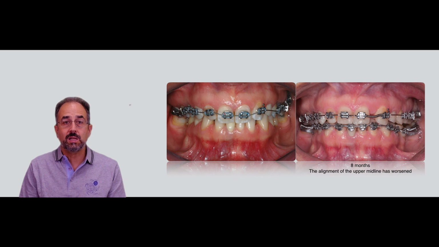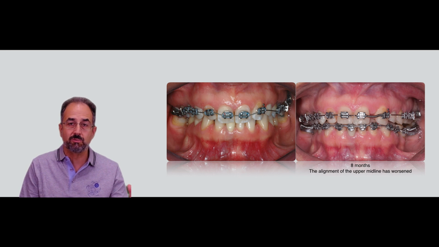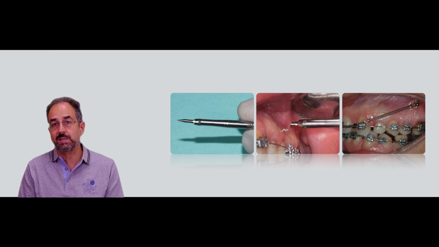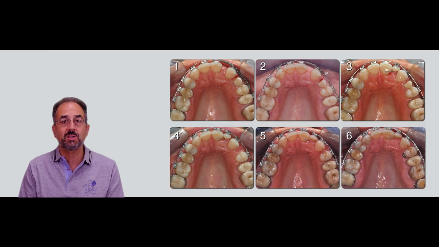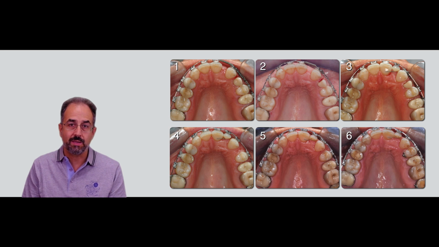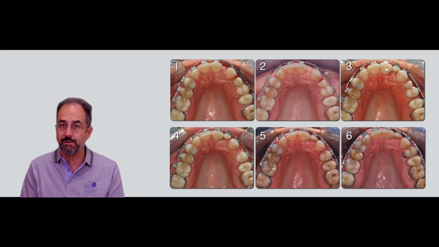And we started the distalization of the canine, but very soon we realized that we really needed skeletal anchorage because the midline of the upper arch was moving to the right. So we placed this type of TADs, as you can see, and with the help of this TAD, we were much more effective in distalizing the canine without moving around the other teeth. Still, it was a long therapy.